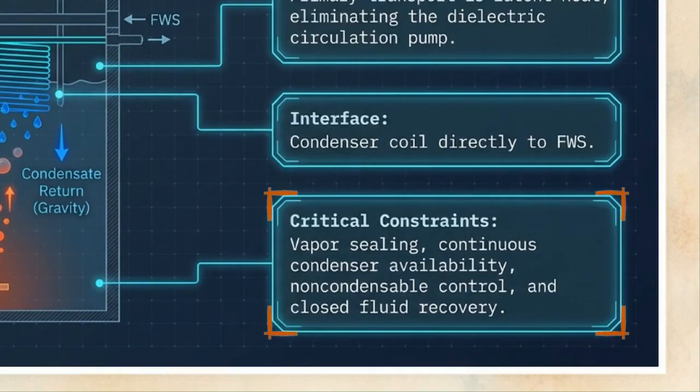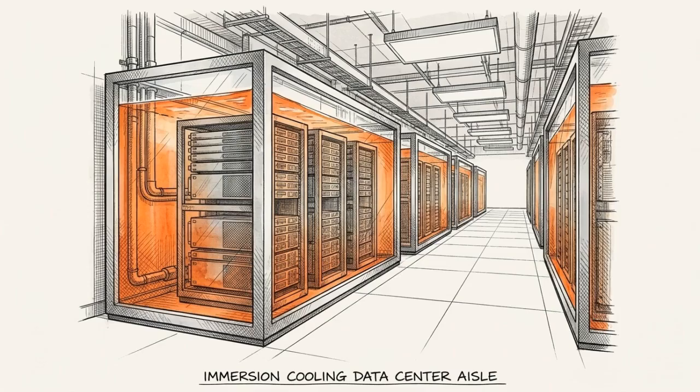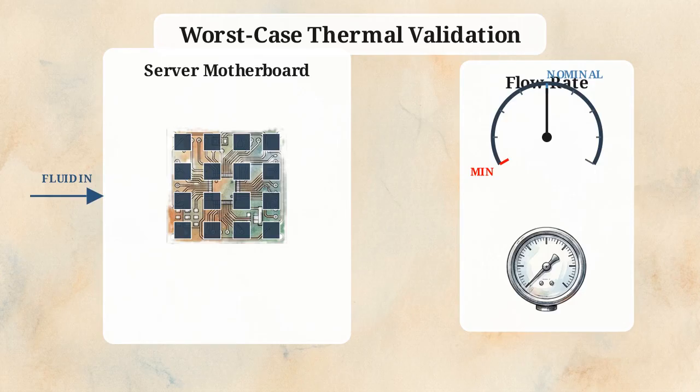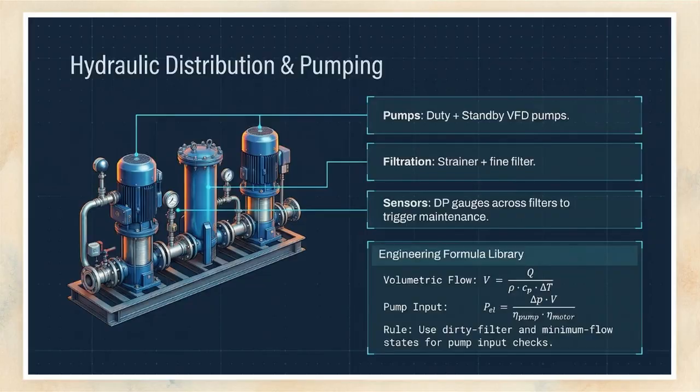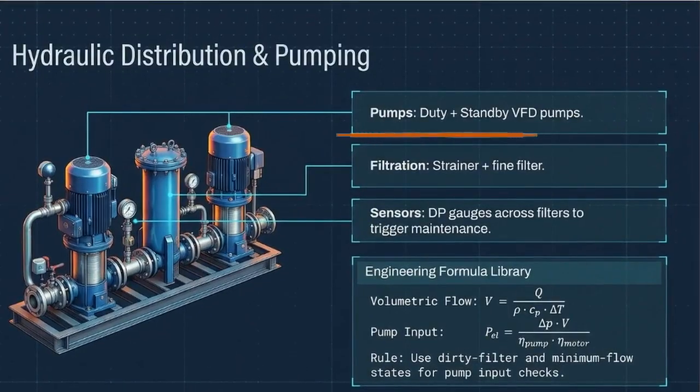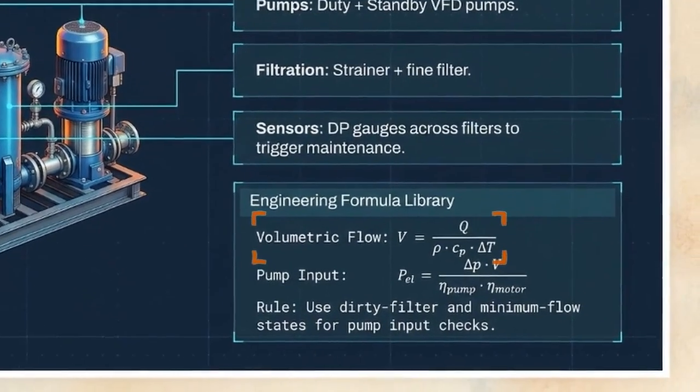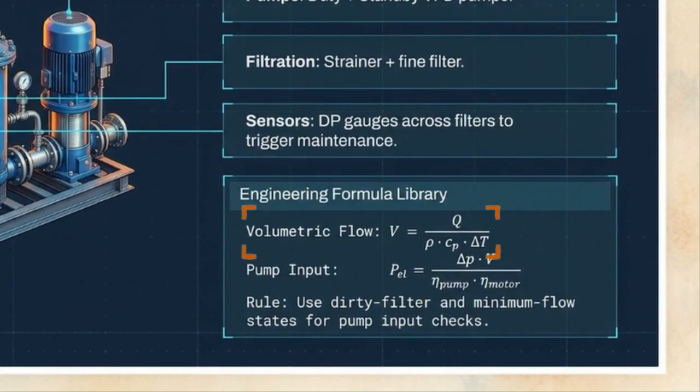In either architecture, achieving a uniform bath temperature during testing does not mean the design works. System acceptance requires proving that the single worst-positioned component survives at the minimum allowable fluid flow. To move that captured heat out of the tank, we rely on the external hydraulic skid. This schematic shows the configuration of duty and standby variable frequency drive pumps, along with the specific mathematical formulas required to maintain the necessary volumetric flow rate.